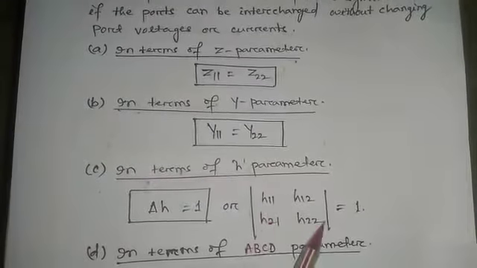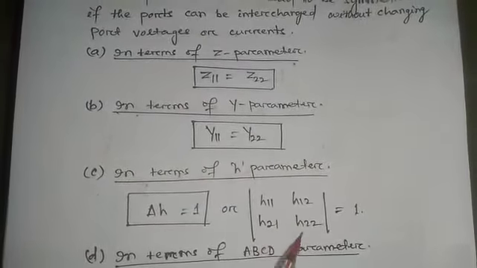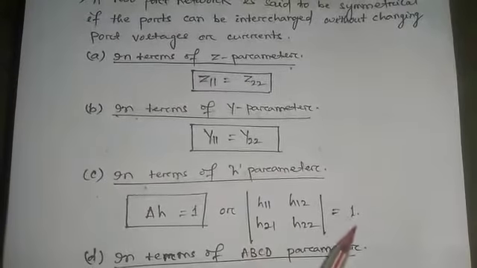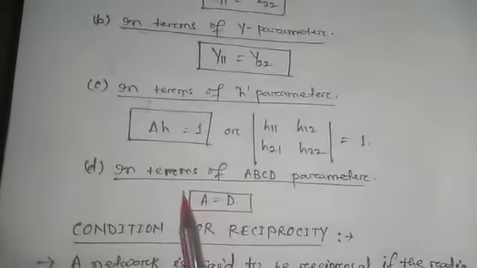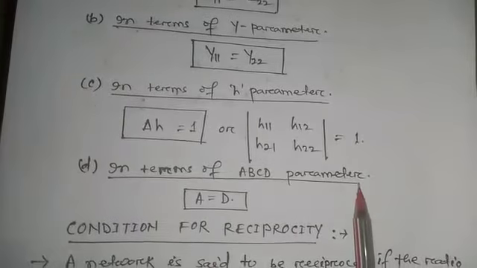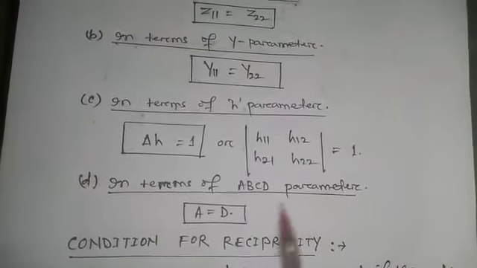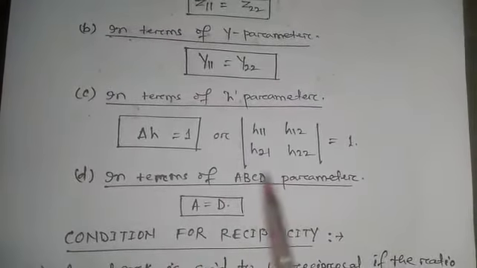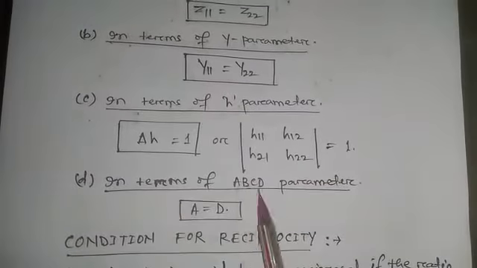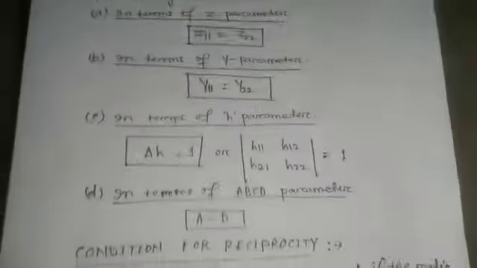How do you calculate the determinant? h11 into h22 minus h21 into h12 is equal to 1. Similarly, in terms of ABCD parameters, the constants are A, B, C, D, and out of these parameters, the symmetrical condition is A is equal to D. These are the symmetrical conditions.